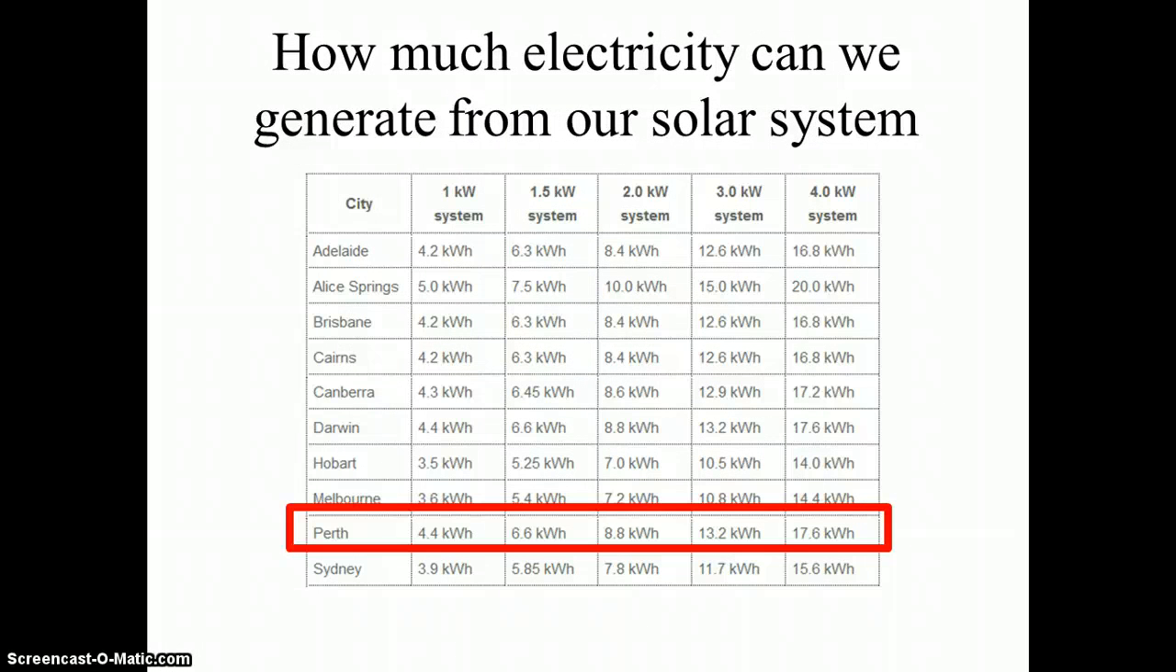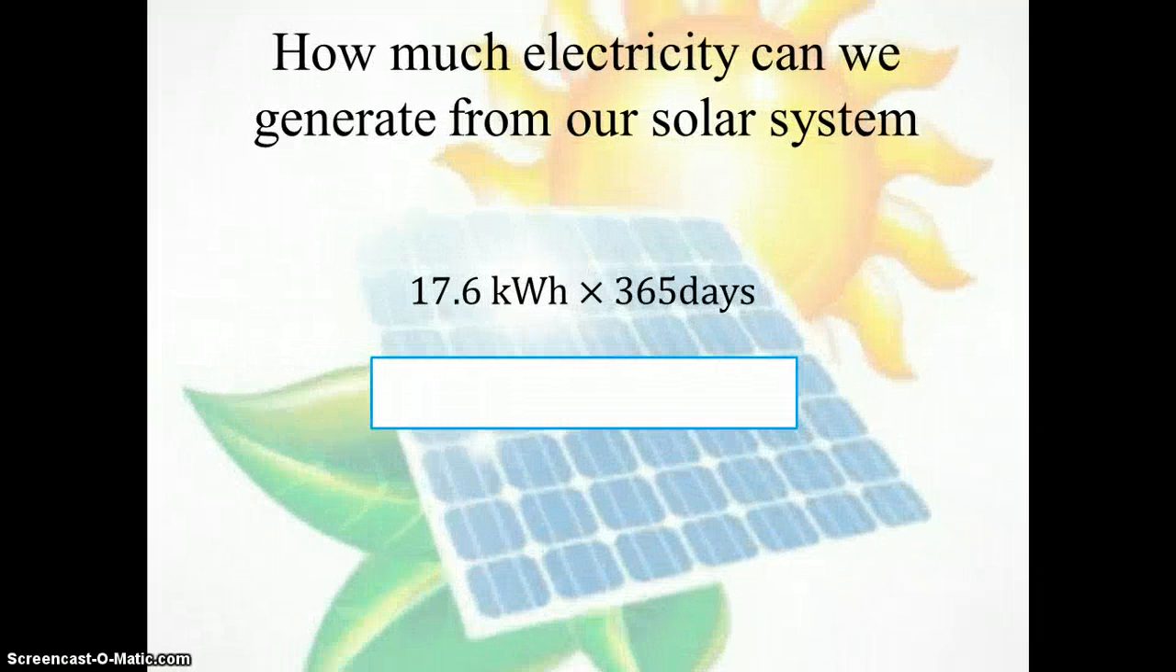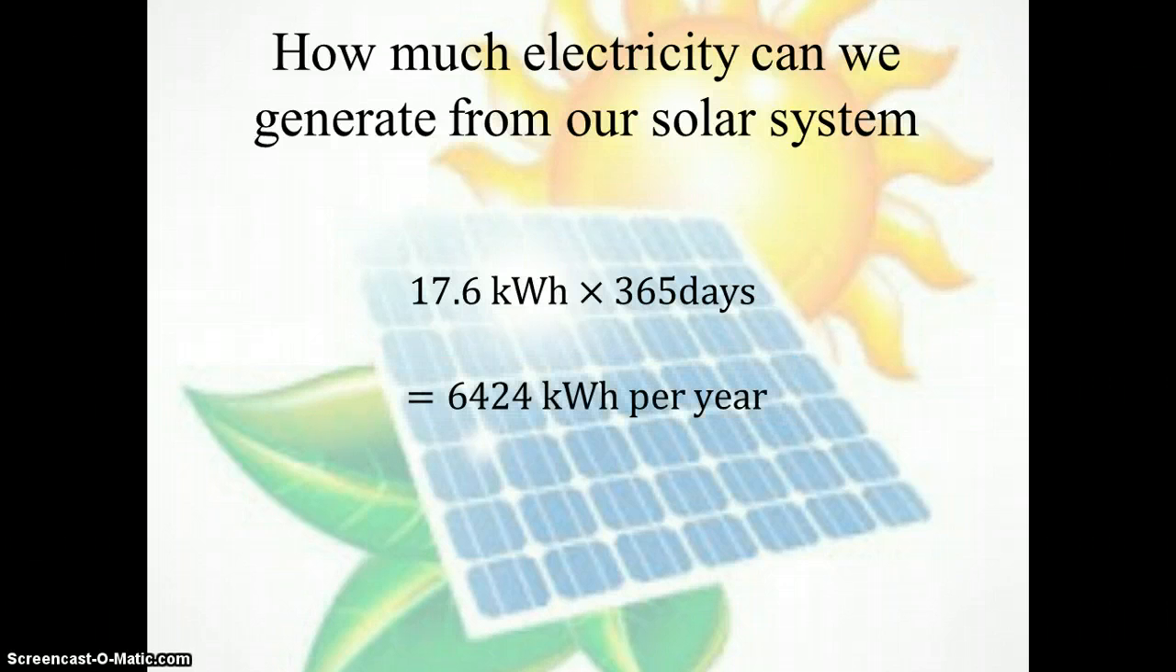So how much electricity can we generate from our solar system? So remember, our solar system generates 17.6 kilowatts per hour. So 17.6 kilowatts is what our solar system generates. So we want to multiply that by 365, which is the number of days per year. As this is, again, a difficult computation to do by hand, it's best for the students to use a calculator to find the answer. So the answer is 6424 kilowatts per year, which is how much our system can generate in 1 year.